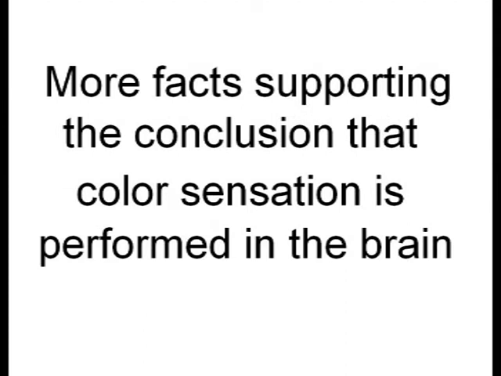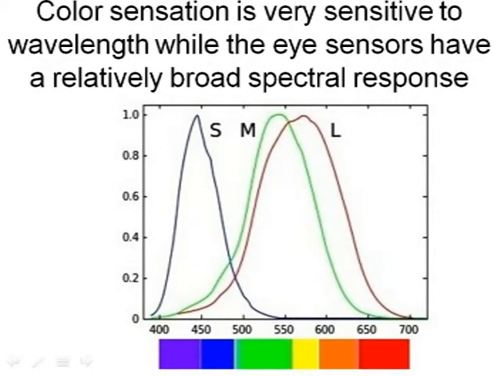Here are more facts which support the conclusion that color determination is performed in the brain. The sensation of color is very sensitive to the wavelength of a monochromatic light, while the sensors in the eye have a relatively broad spectral response. Note, for instance, the sensitivity to yellow light.